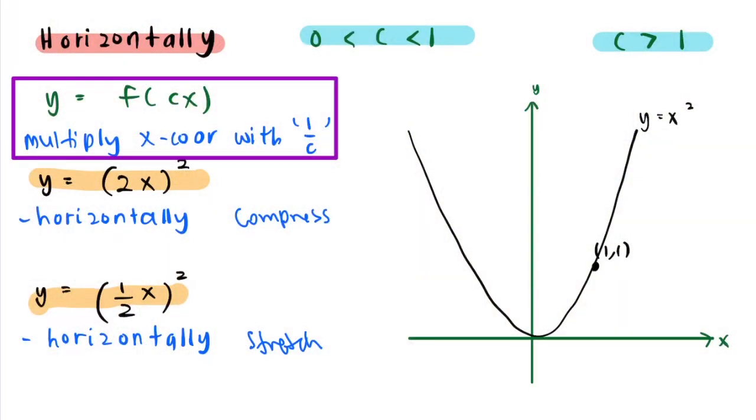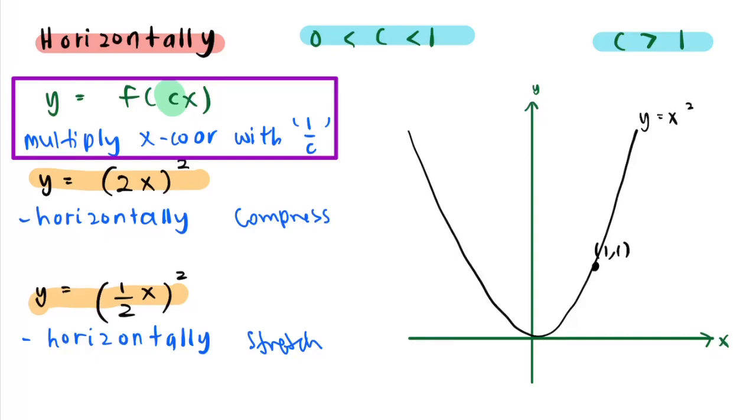Let us see horizontal stretch or compress. When we use horizontal stretch or compress, this is when you have y equal to f of cx, where c is multiplied inside your function. Okay, so you can see that this c here is attached to your x. Whenever you see this, you know that something will happen horizontally because it directly involves your x-axis.